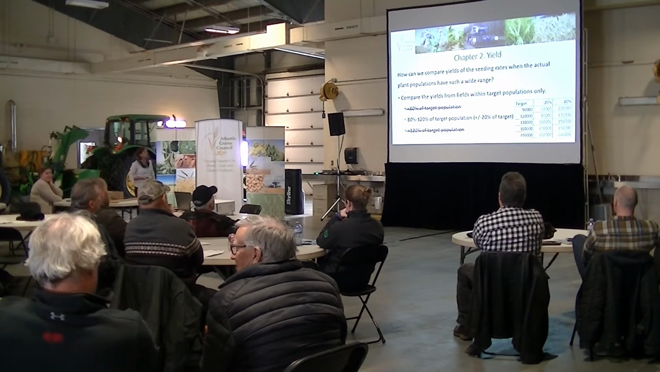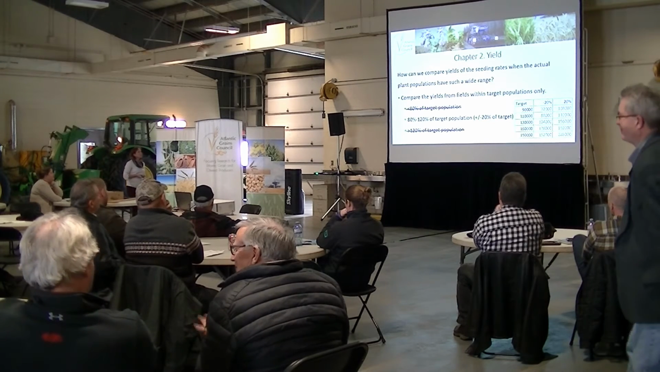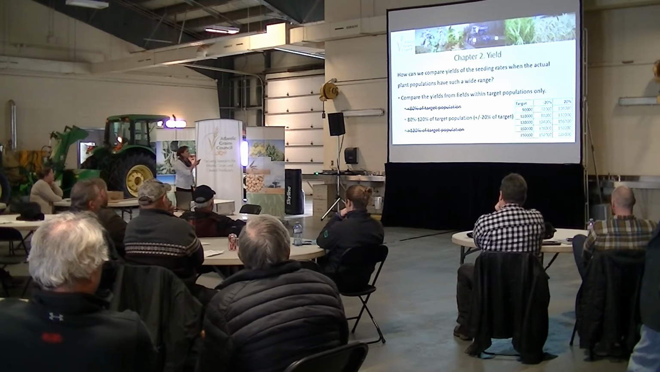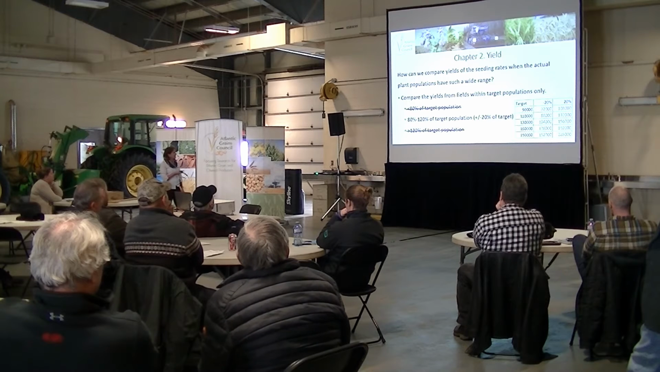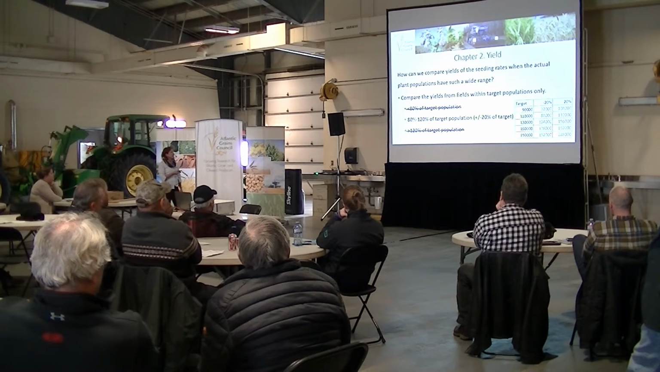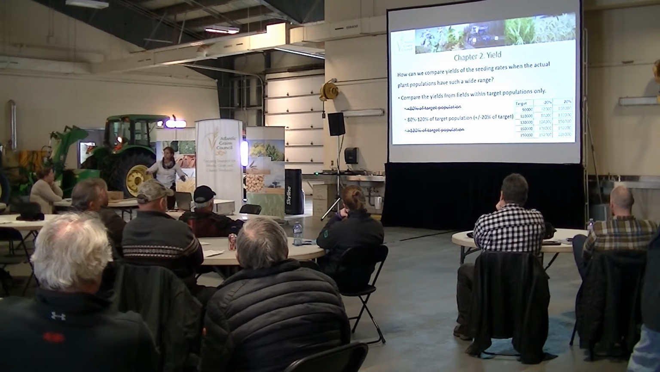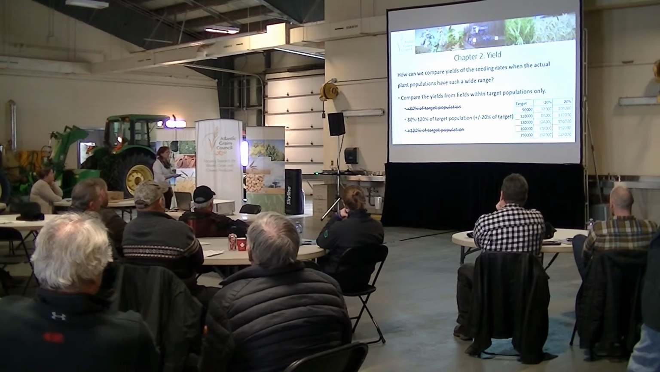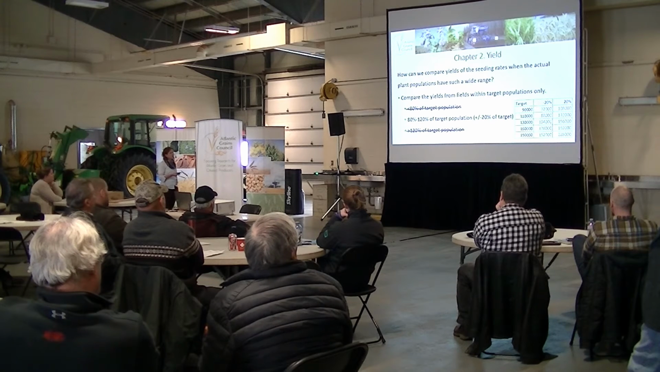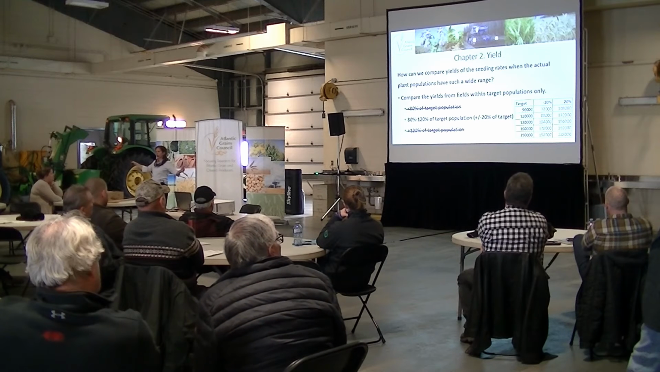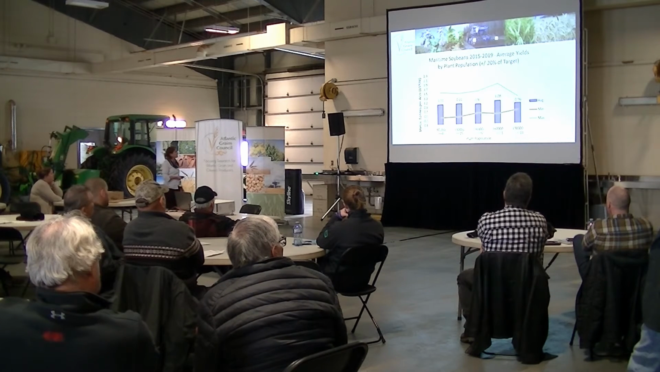So chapter 2, yield. How can we compare yields of seeding rates when the actual plant populations have such a wide range? This is why I looked at that target population and I looked at the yields that fell within the target plant population. So that eliminates the variability of emergence. When you look at the plus or minus of a plant population, we actually fit in with just about every plant population you can think of. So it covers all your planting rates.